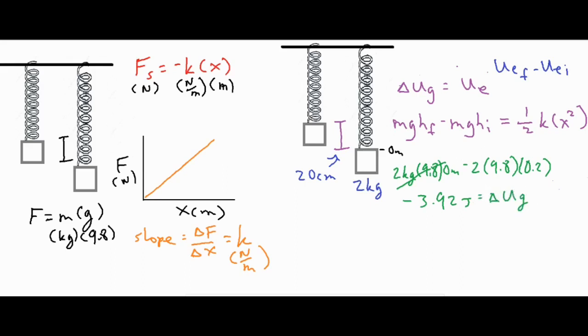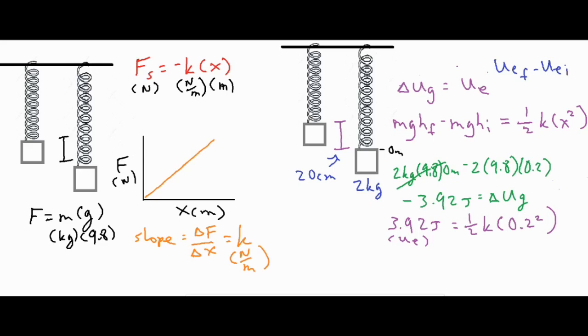Now, if gravitational potential energy loses 3.92 joules of energy, then elastic potential energy would have to gain 3.92 joules of energy in order to keep the total amount of energy consistent. So we have 3.92 joules of elastic potential energy, and that equals 1/2 kx squared. We know that the x is the amount of stretch, and that amount of stretch is 20 centimeters, which again, we converted to 0.2, and that's squared within the formula of 1/2 kx squared.